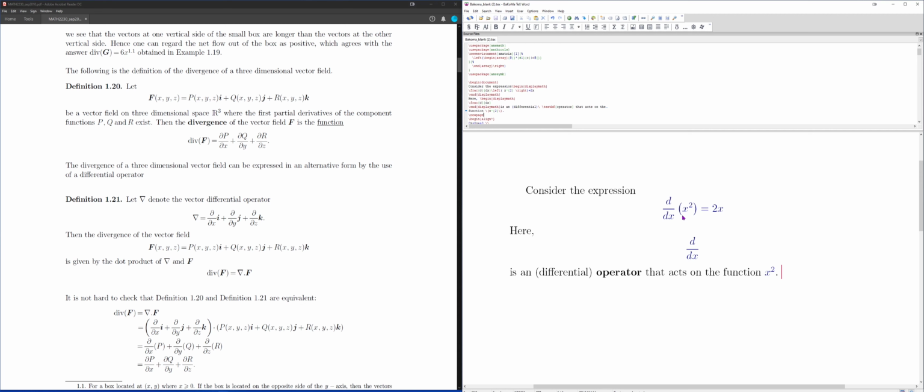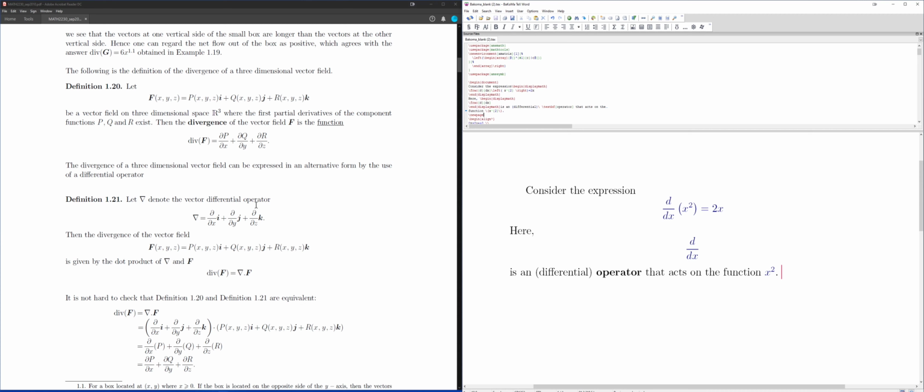So this d/dx just by itself is an example of an operator. This operator is acting on x squared, and when it acts on x squared, you get 2x. So your normal d/dx that you know from before is an example of an operator, and it's a differential operator because you're using it to differentiate. Likewise, over here, this is a differential operator.